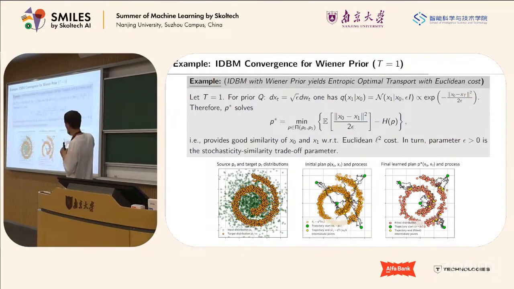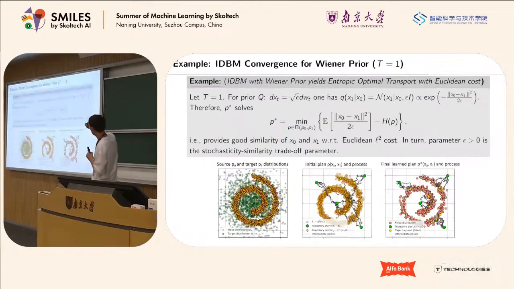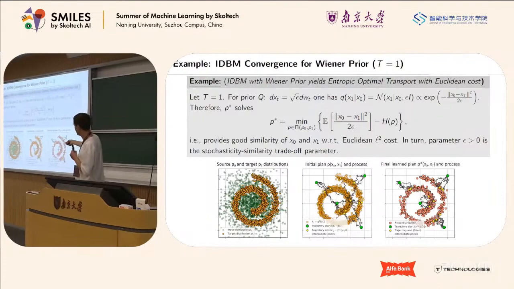Why, you may ask, does this quadratic cost appear here? Why is this a square? Because in this formula, we have to consider for our prior process Q the distribution of the endpoint given the start point. And for the standard Wiener process, this is just the normal distribution. So when we take the logarithm of this, we obtain this square.